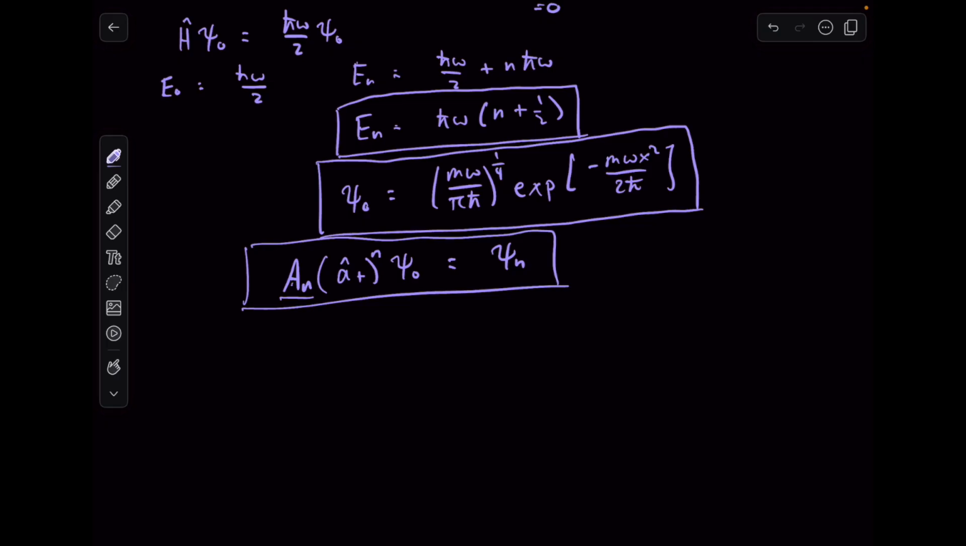So I hope this was helpful. In the following video, we'll solve this analytically, and we'll see just how much time and effort was saved by using the factorization method. So thank you.